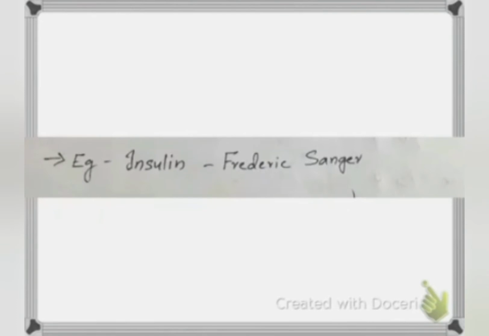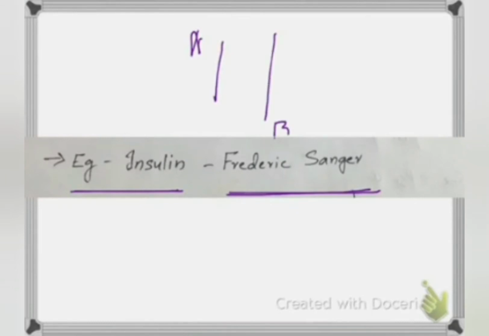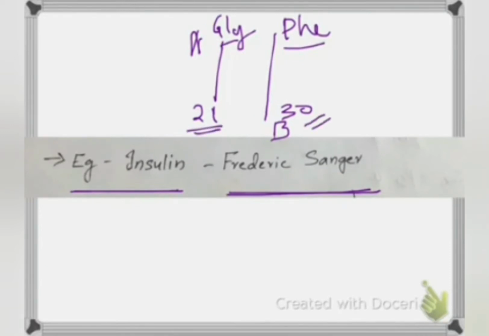One example of primary structure is insulin. Insulin was discovered by the scientist Frederick Sanger. Insulin has two chains, A chain and B chain. The A chain starts with glycine and the B chain starts with phenylalanine. The A chain contains 21 amino acids and the B chain contains 30 amino acids.